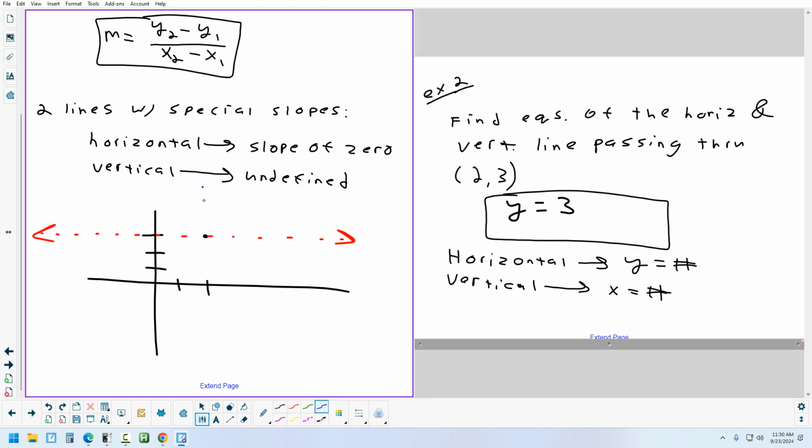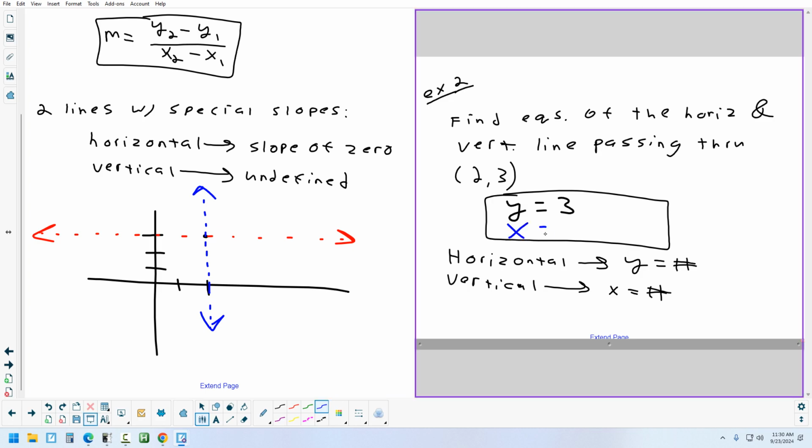How about the equation of that blue vertical line? Yeah, x equals 2. It has to be vertical, so it's x equals. It's a special case. And I want it to go through that point, which is 2 units over to the right. So I have to put my line 2 units over to the right. And that's it.